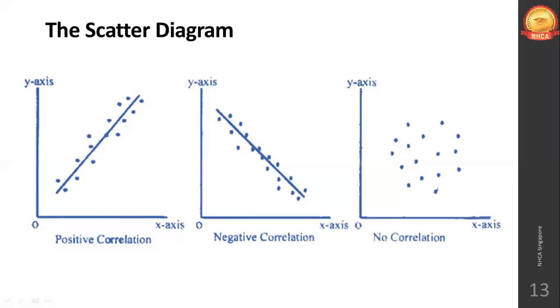Don't give examples, because when you read the examples, it is very easy. But without an example, how do you explain a positive correlation?